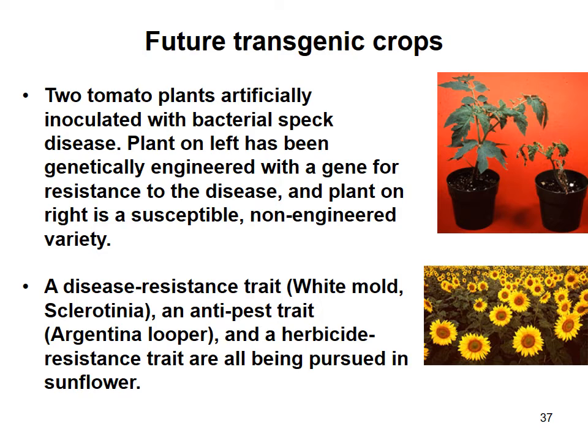Additional resistance traits that are also being pursued include resistance to the white mold disease caused by the fungus sclerotinia, resistance to the pest Argentina lupa, and also a herbicide resistance trait. These are all being pursued in sunflower.